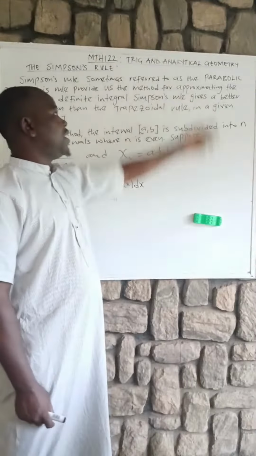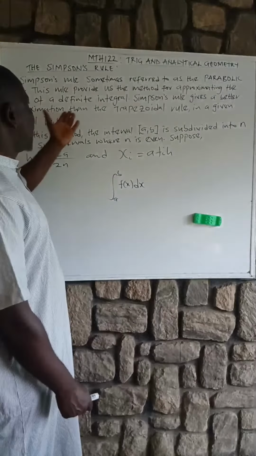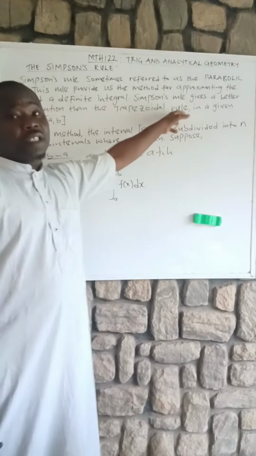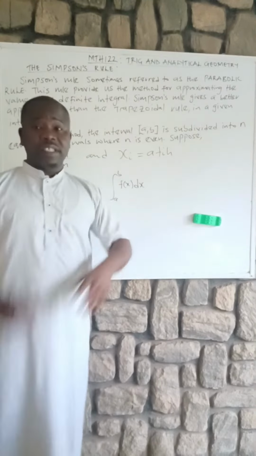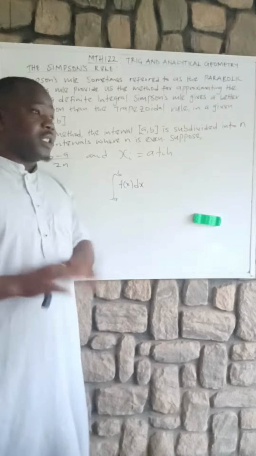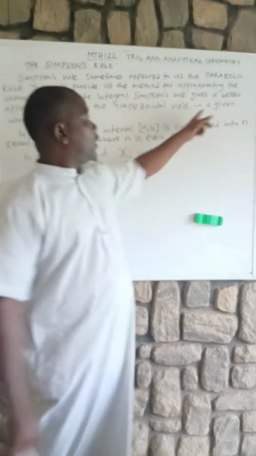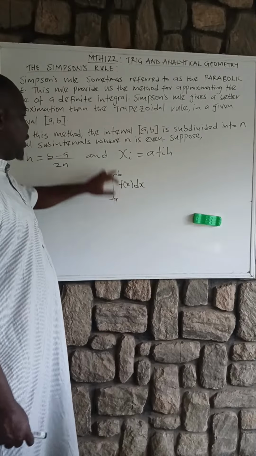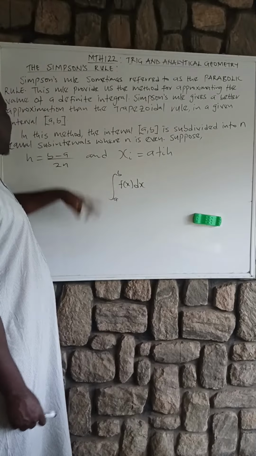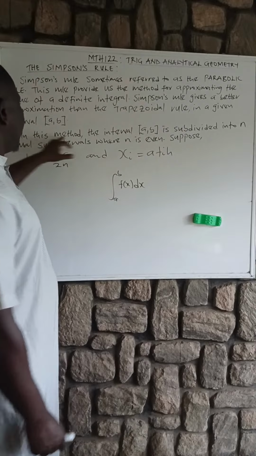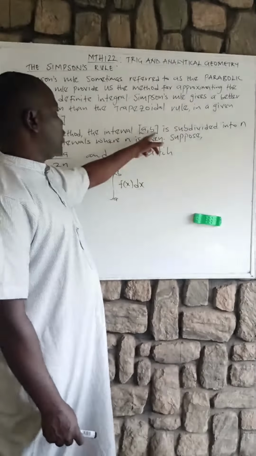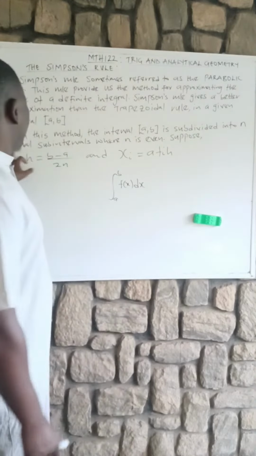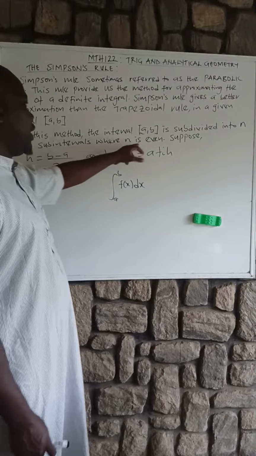Simpson's rule gives a better approximation than the trapezoidal rule. We also have the trapezoidal rule. It's almost the same approach, but a little bit different. In a given interval a, b, these are the limits. In this method, the interval a, b is subdivided into n equal subintervals where n is even.